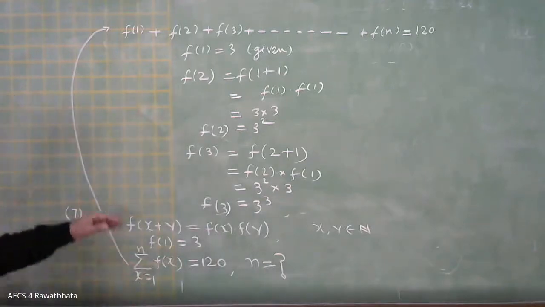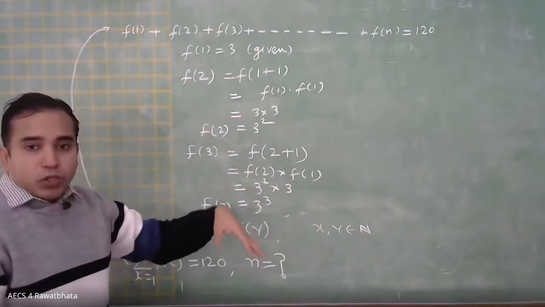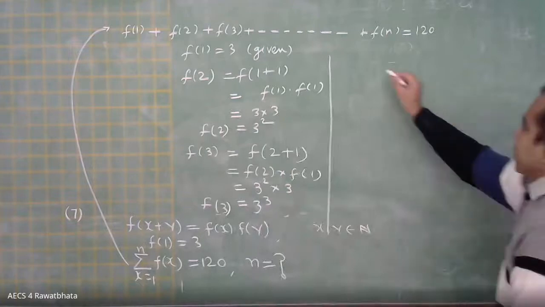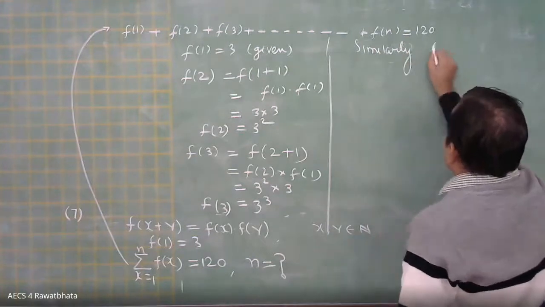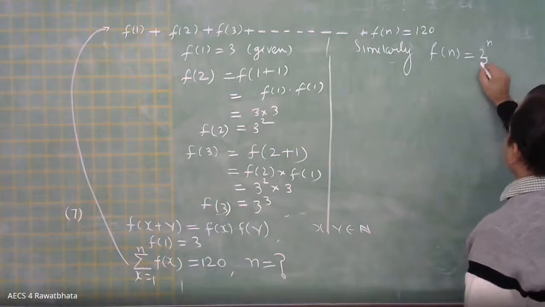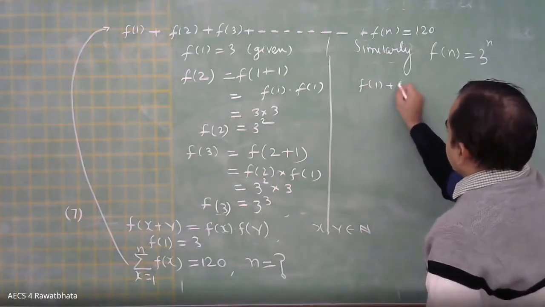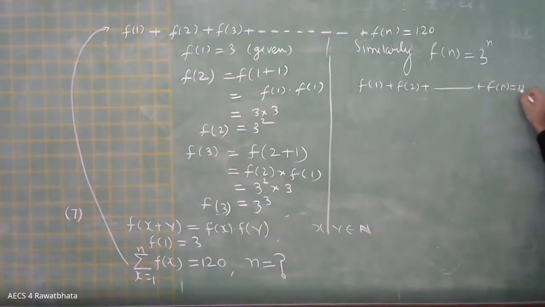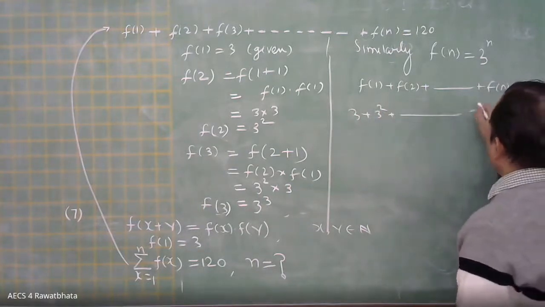Now you can see the trend is there. F1 is 3, F2 is 3 square, F3 is 3 cube. Similarly, Fn should be 3 raised to power n. Now substituting all the values here, F1 plus F2 and so on up to Fn is equal to 120. So this is 3 plus 3 square and so on up to 3 raised to power n, equal to 120.